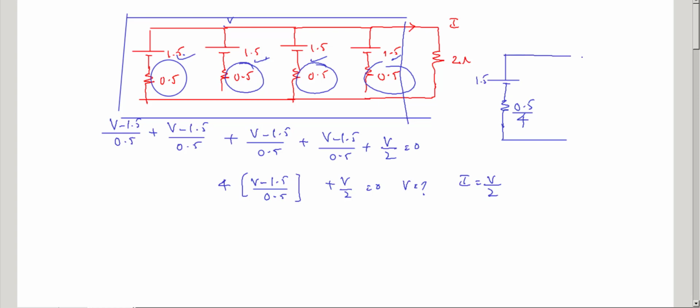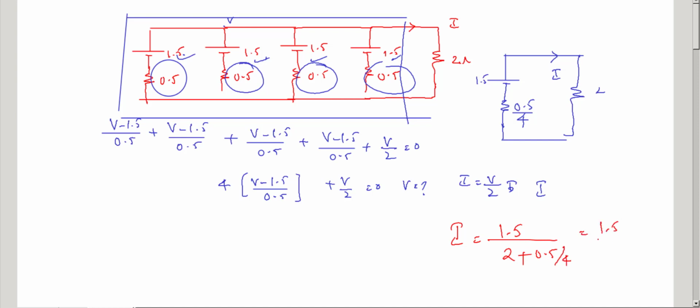Okay, this is 2 ohms and this is the current I. So what is the current? Current I equals 1.5 by 2 plus 0.5 by 4. Okay, so 1.5 by 2 plus 5 by 10, half, 1 by 8. So 1.5, 8 to 16, 17 into 8. So I get 1.5 into 8 by 17.